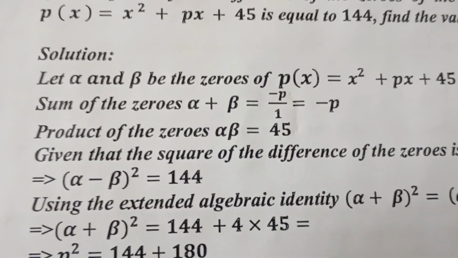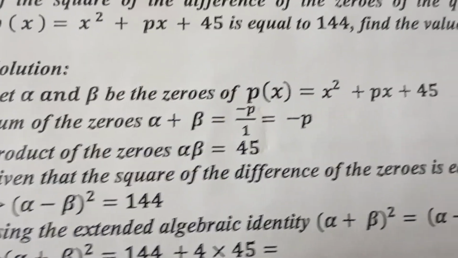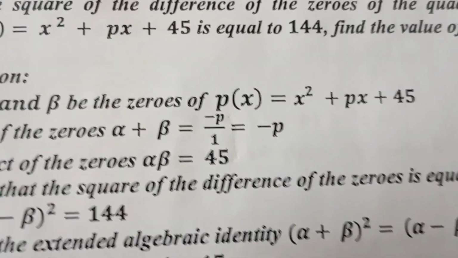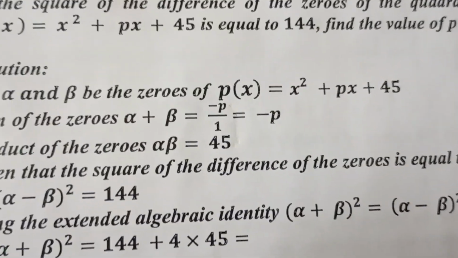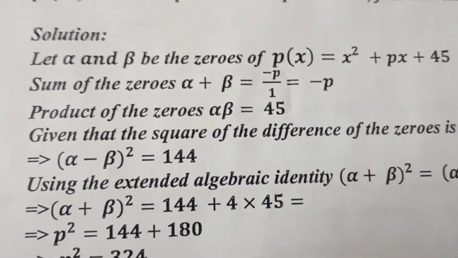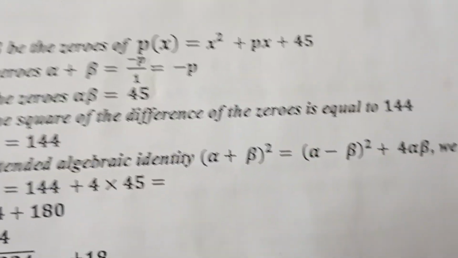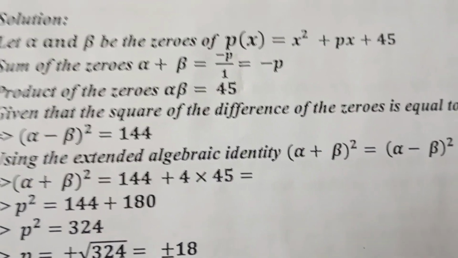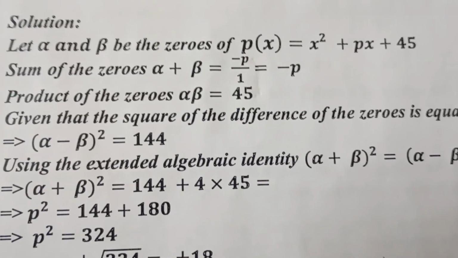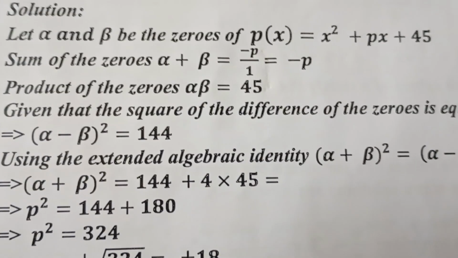Now, the product of the zeros, alpha beta is equal to c by a. C is the constant term by the coefficient of x squared. So 45 by 1, that is 45. Now, given that the square of the difference of the zeros is equal to 144, we can form another equation like this. Alpha minus beta the whole squared is equal to 144.